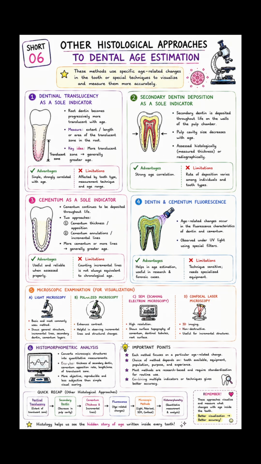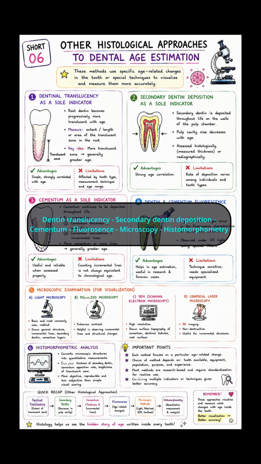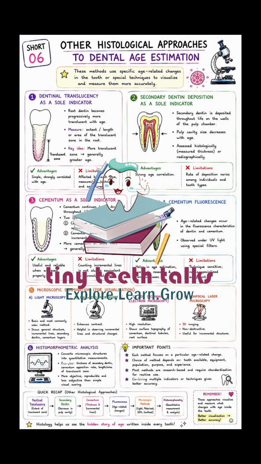So remember the six approaches: dentinal translucency, secondary dentin, cementum, fluorescence, microscopy, and histomorphometry. Next, we will move from what we see under the microscope to what we can see on X-ray.